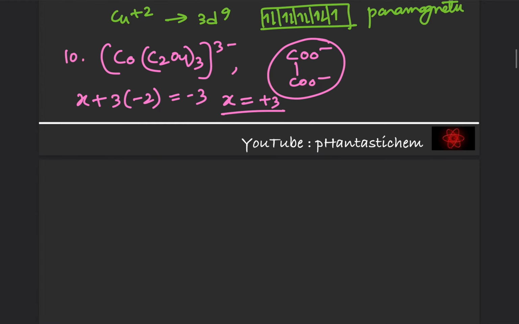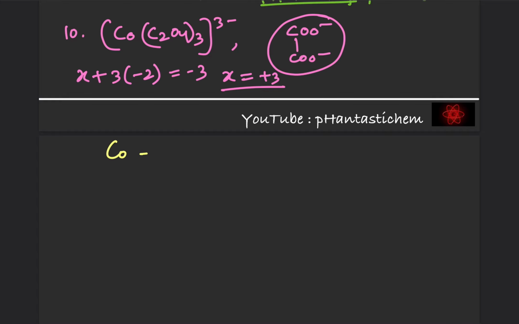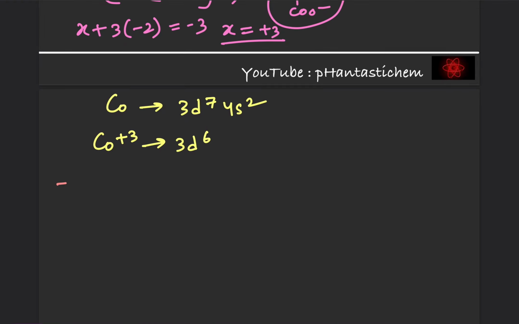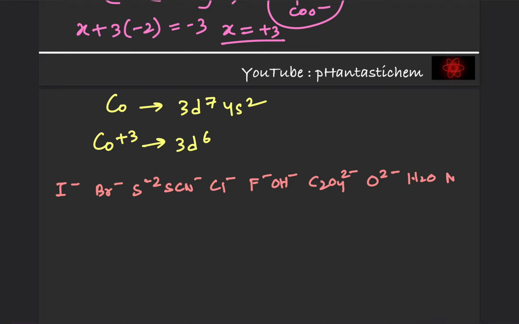Okay. So we know that the configuration of cobalt is 3d7 4s2. So the configuration of cobalt +3 will be 3d6. Okay. Cool. And in the spectrochemical series, you will have, roughly, I minus, Br minus, S minus 2, SCN minus, Cl minus, F minus, OH minus, C2O4 minus 2, O2 minus, H2O, NCS minus, then NH3, en, NO2 minus, CN minus, CO.